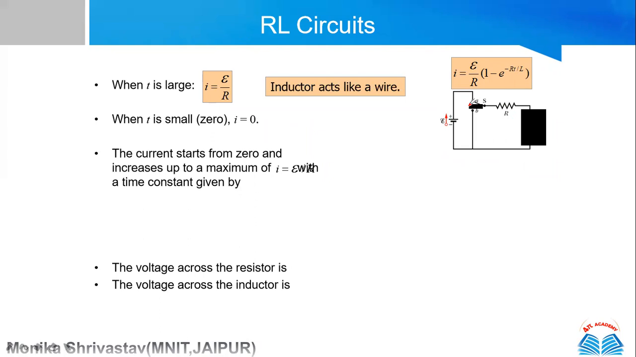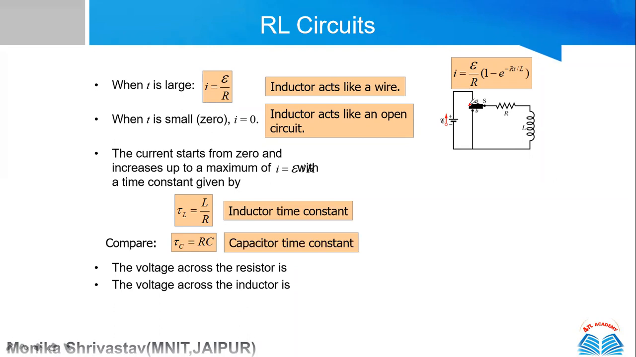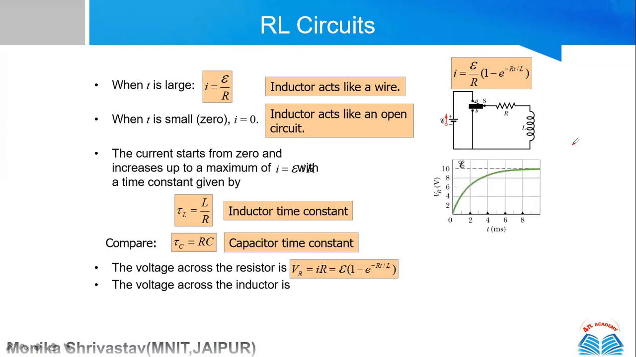So what will happen now? We can write time tau equals to L over R, which is the inductive time constant. Again for a capacitor circuit, the time constant tau C equals to RC. This graph is showing the same. With increasing current, V R is increasing. At some point it is maximum, and after that the voltage will not increase.